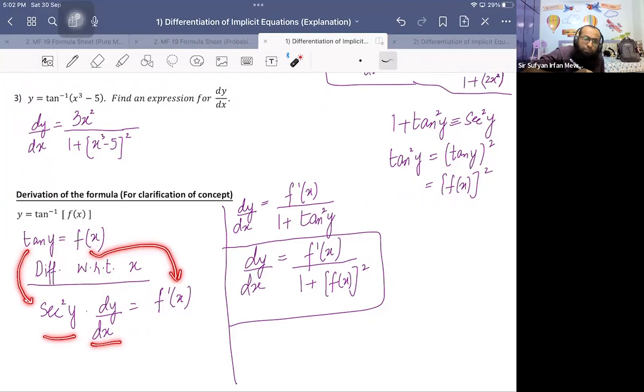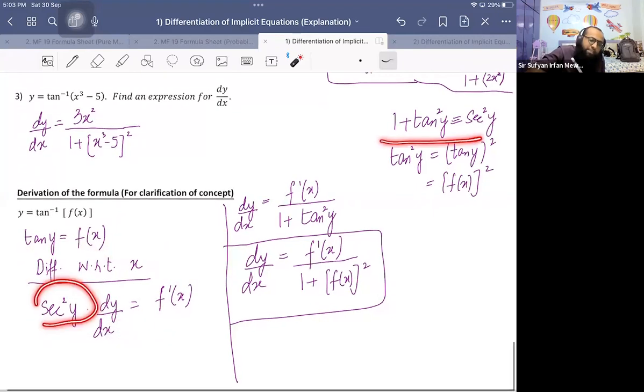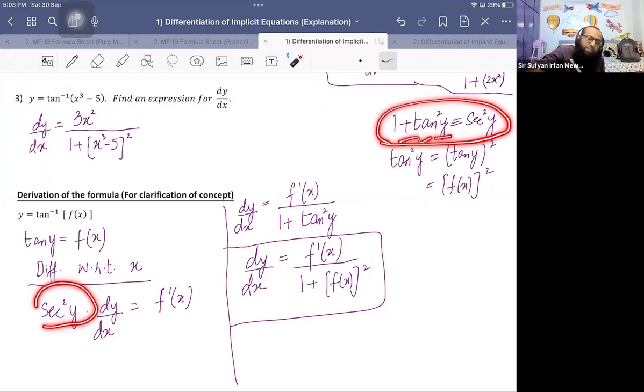The differentiation of f(x) is f'(x). Then we shift sec squared y to that side, so it's f'(x) upon sec squared y. But then we know there's a trigonometric identity which tells us 1 plus tan squared x is sec squared x. So 1 plus tan squared y is identical to sec squared y.